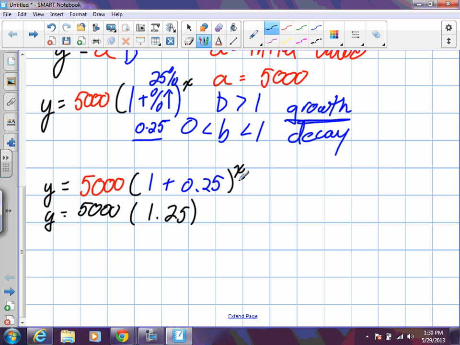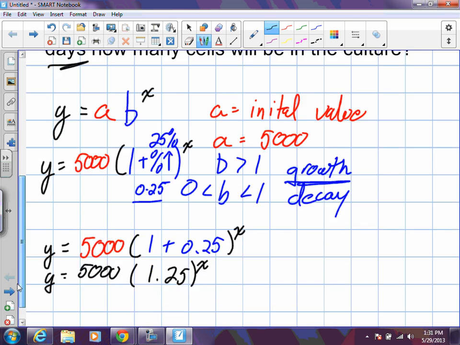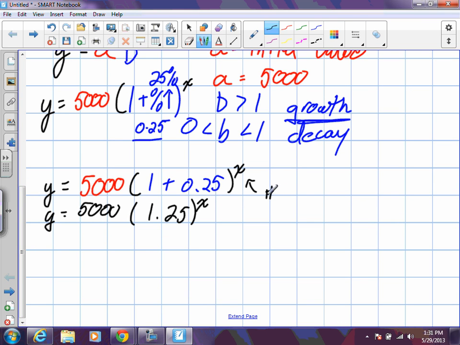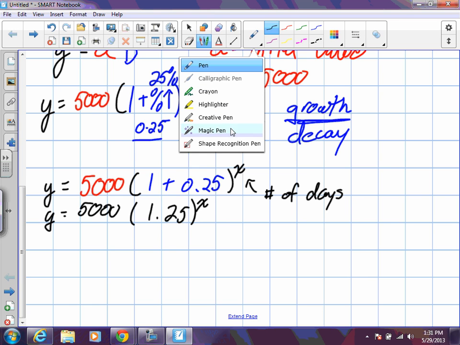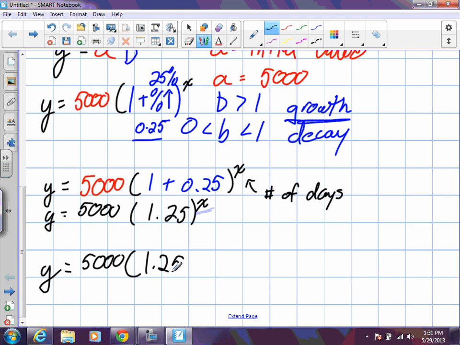Now our x, because it's 25%, how often was it increasing by 25%? Every day. Okay? And the question asks us, in 7 days, how many cells will be in the culture? So x is representing the number of days. Or the number of increases by 25%. So because we're going in a course of 7 days, we have to turn x into the value of 7. Y is equal to 5,000 times 1.25 to the power of 7.